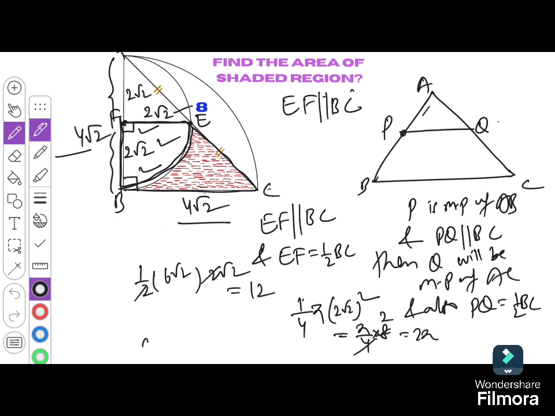So what will be the area of shaded region? Area of shaded region will be 12 minus 2 pi. We can also take common 2, then 6 minus pi. So this will be our final answer.